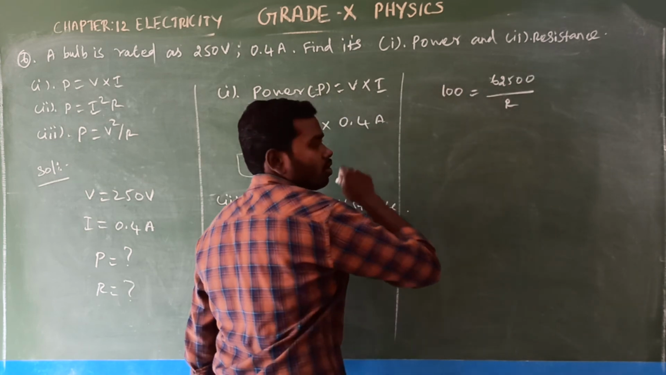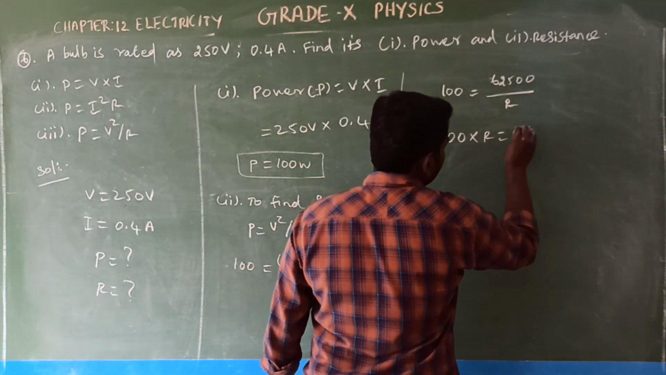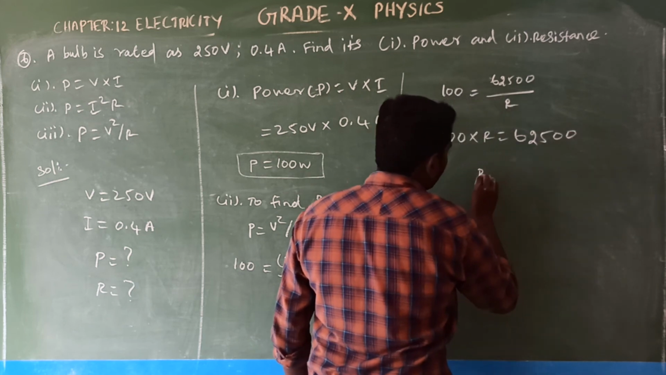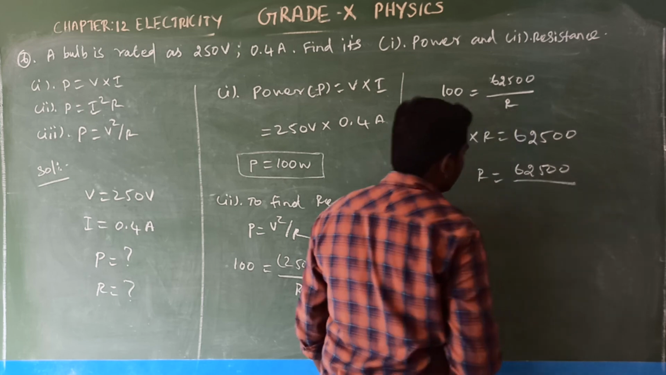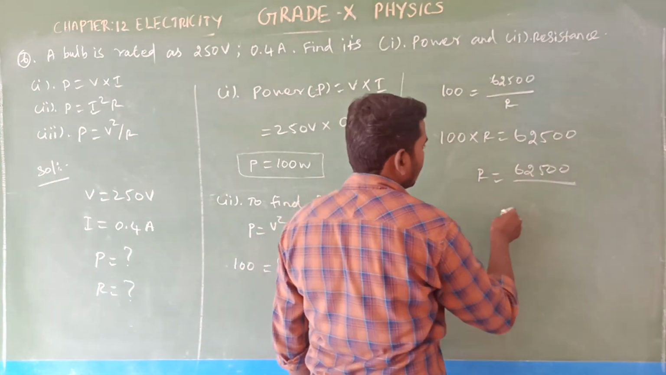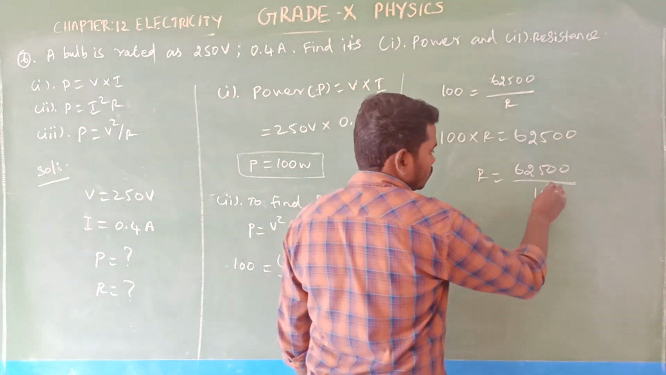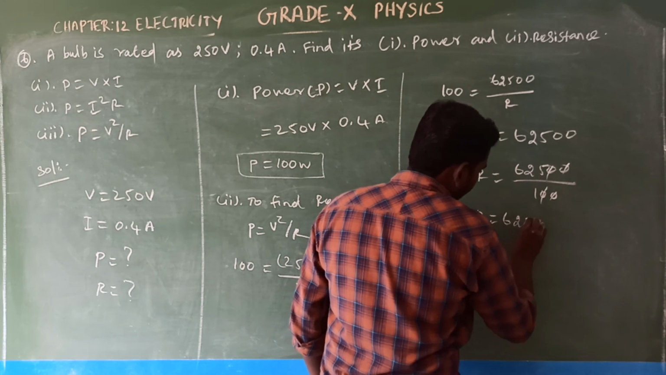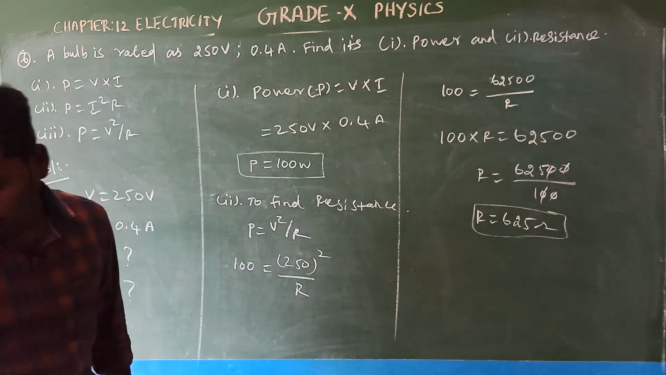When this term comes across, this division changes into multiplication, so we get 100 into R, which is equal to 62,500. So R is equal to 62,500 divided by 100, since multiplication changes into division. Zeros cancel, so R is equal to 625 ohm.